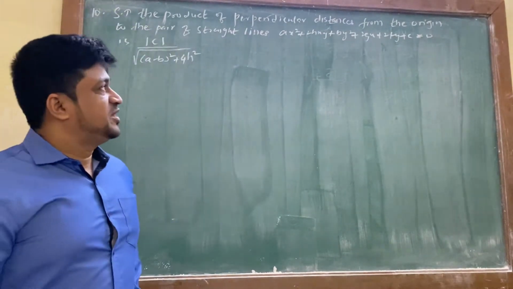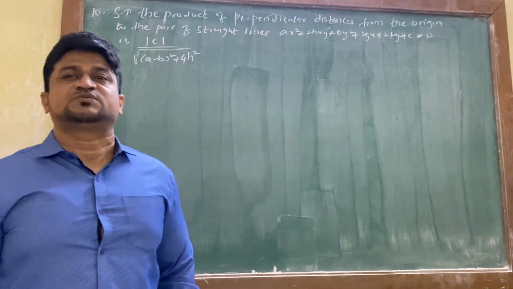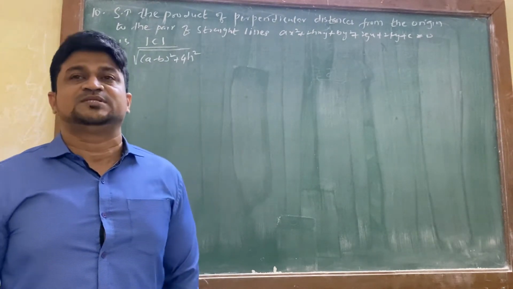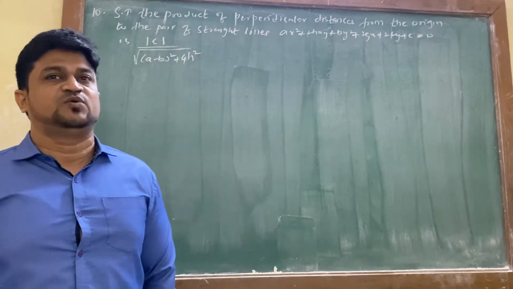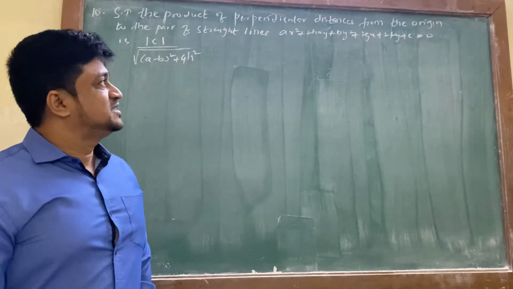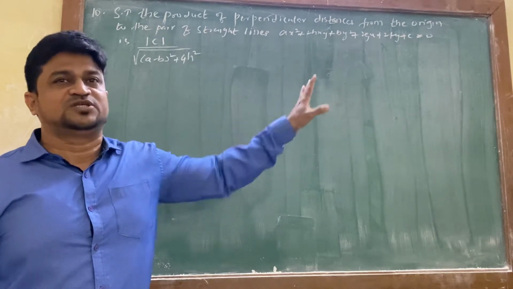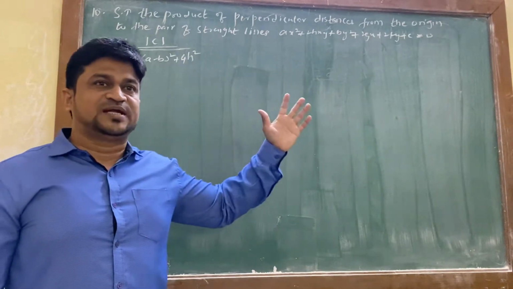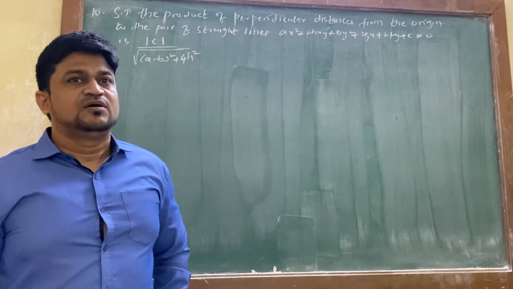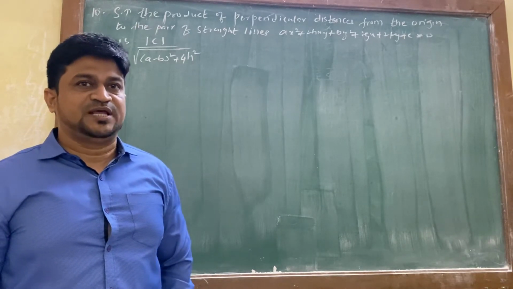See, previously the pair of straight lines was ax square plus 2hxy plus by square equal to 0. That means the lines which pass through the origin were given to us earlier. Now the equation is bigger. That means those lines are again a pair of straight lines, but they are not passing through the origin. If they are passing through the origin, the equation would be of the form where only 3 terms will be there: ax square plus 2hxy plus by square.